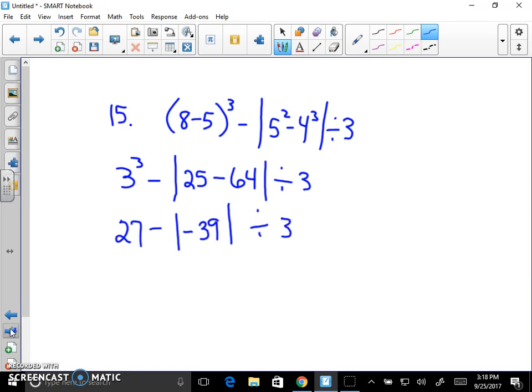All right, the next step would be to take care of that absolute value. So now we have 27 minus 39, because the absolute value of negative 39 is 39. But remember, the sign has to come down, the negative sign, divided by 3. Now we have subtraction and division, so we have to do the division first. And 27 minus 13 is 14.